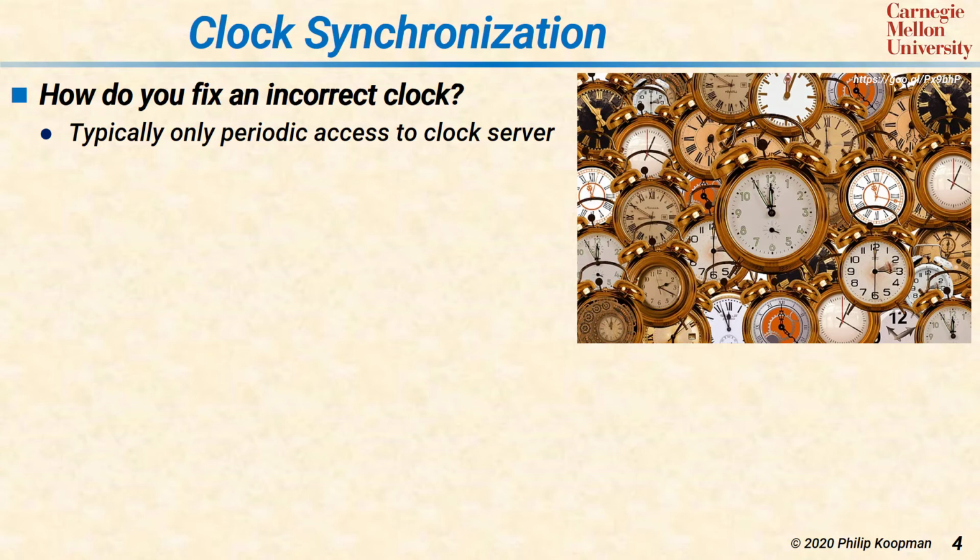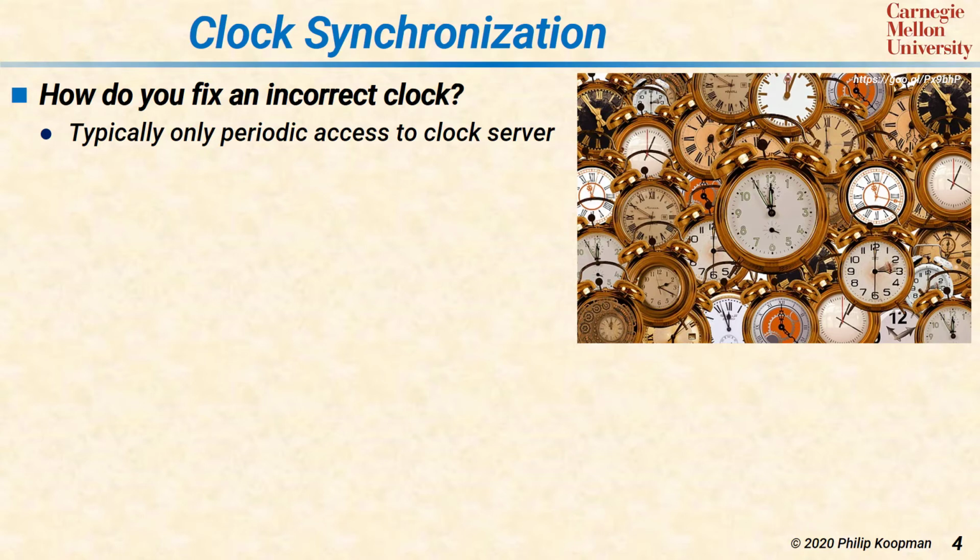So you usually get some sort of periodic access to a clock server, and either it's a clock server that knows the global time, or it's a node within a distributed system that somehow has been asked to make sure all the clocks are in sync. There are distributed protocols as well, but that's beyond what we'll talk about. If you have a local clock that's wrong, you have a choice to make. How do you fix it? And there are two ways to fix it.